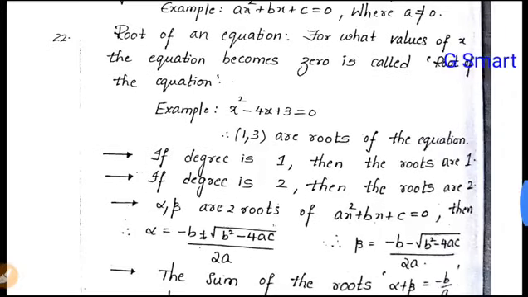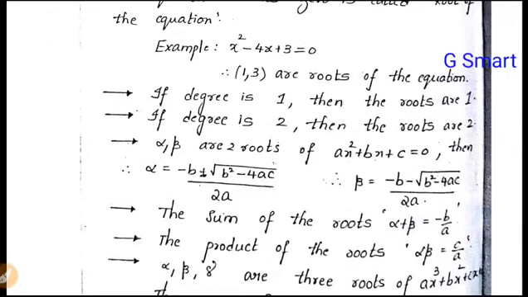Alpha comma beta are the two roots of the quadratic equation ax square plus bx plus c is equal to 0. Then the two roots are alpha is equal to minus b plus root over b square minus 4ac by 2a, and beta is equal to minus b minus root over b square minus 4ac by 2a.